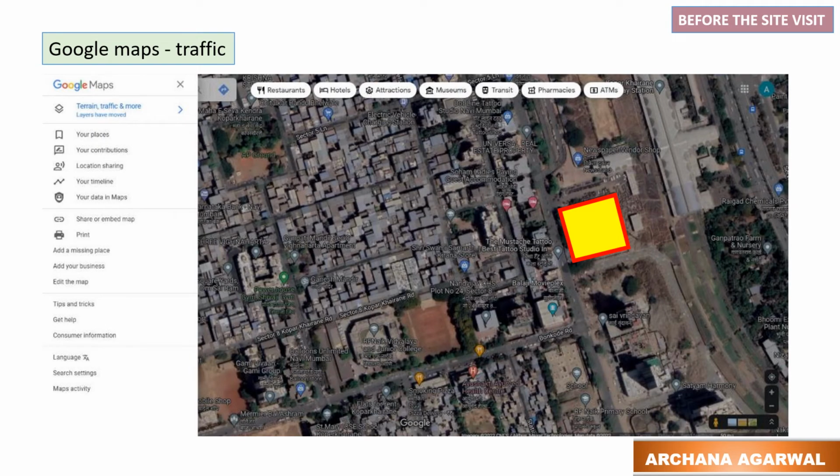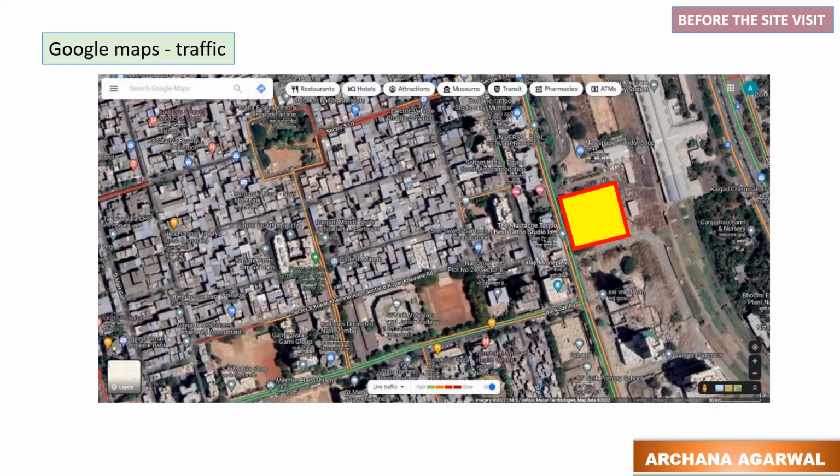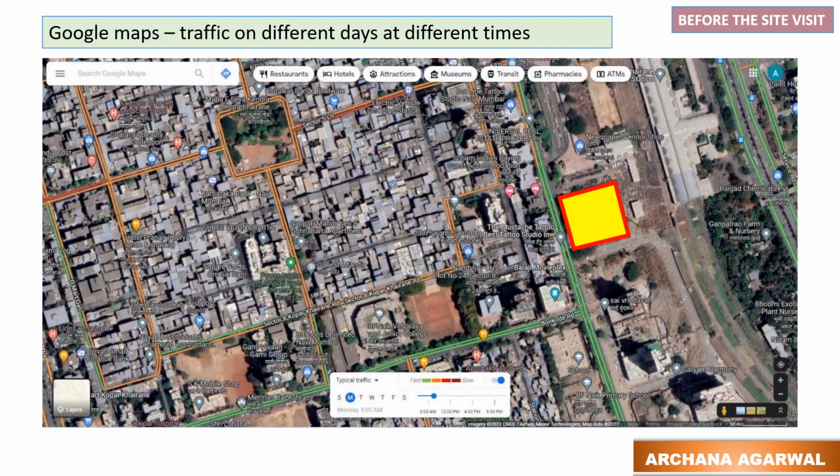There are multiple layers in Google Maps, like terrain and traffic. The traffic view shows the traffic pattern on various roads. The color codes for fast to slow moving traffic are given at the bottom of the screen. Live information on the traffic at different times of the day can be obtained.